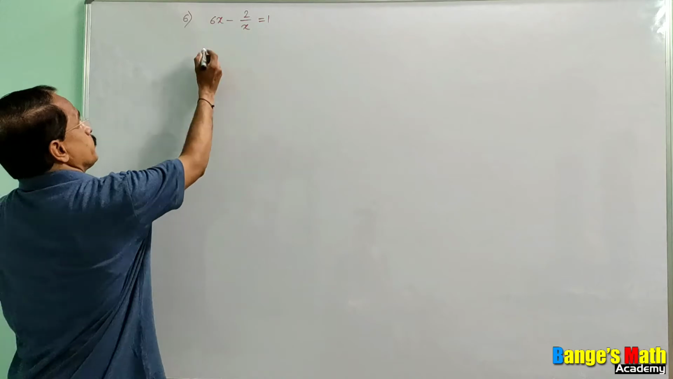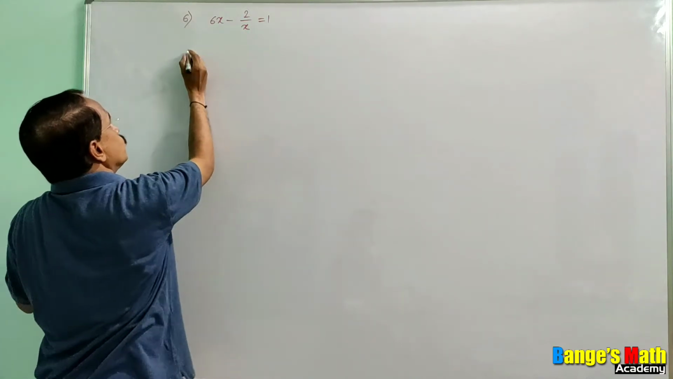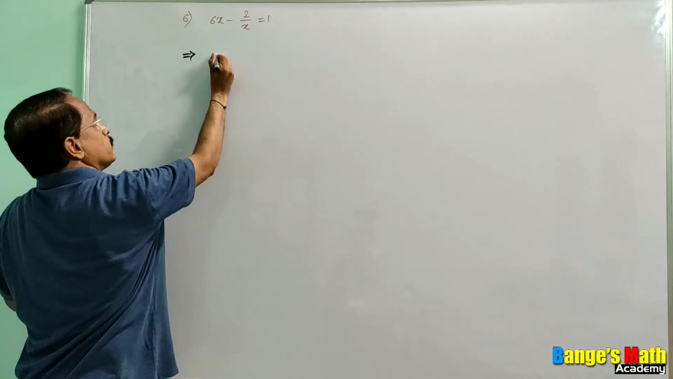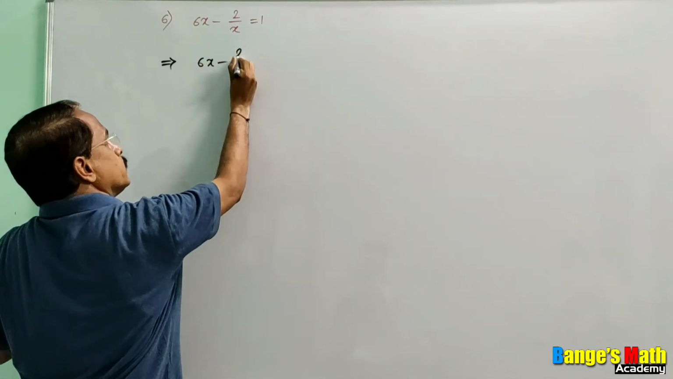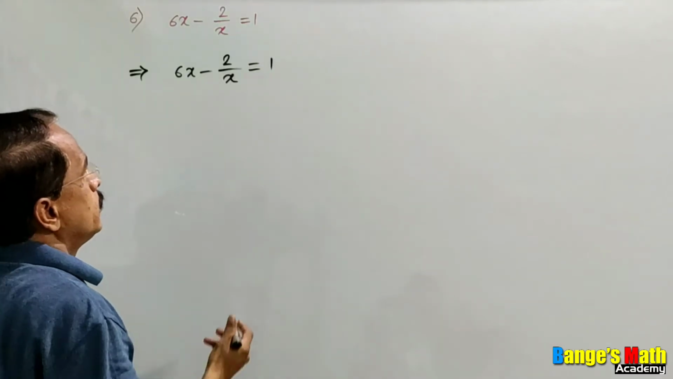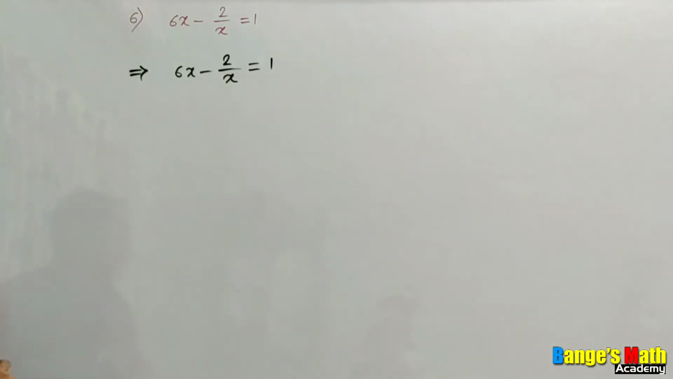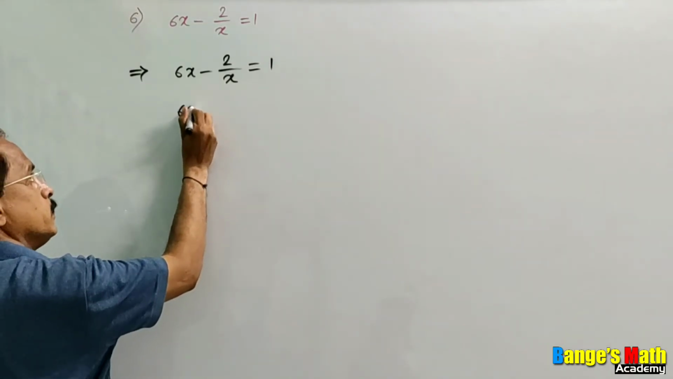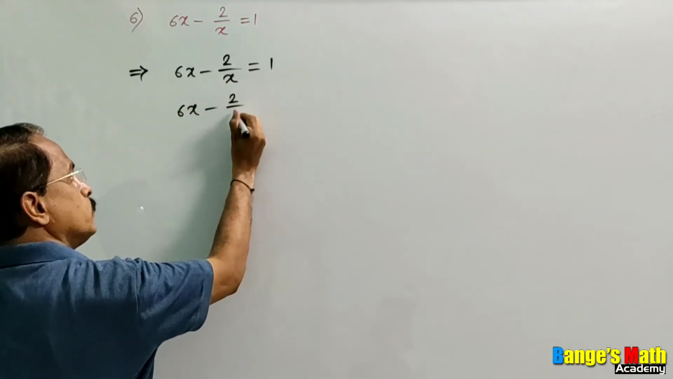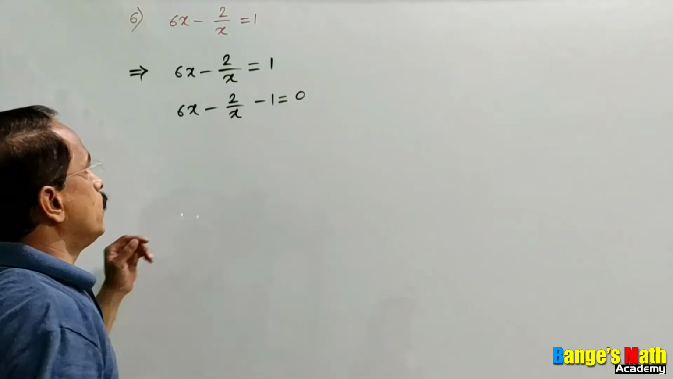See the sixth example, 6x minus 2 upon x is equal to 1. Write down the given example. 6x minus 2 upon x is equal to 1. Transfer plus 1 to LHS. 6x minus 2 upon x minus 1 is equal to 0.